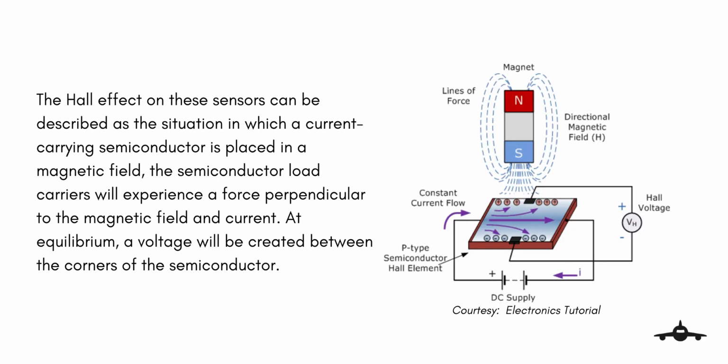This sensor is based on the Hall effect, although it is not the only one. The Hall effect on these sensors can be described as a situation in which a current carrying semiconductor is placed in a magnetic field. The semiconductor load carriers will experience a force perpendicular to the magnetic field and current. At equilibrium, a voltage will be created between the corners of the semiconductor.